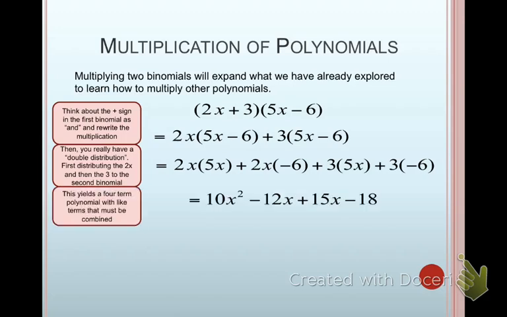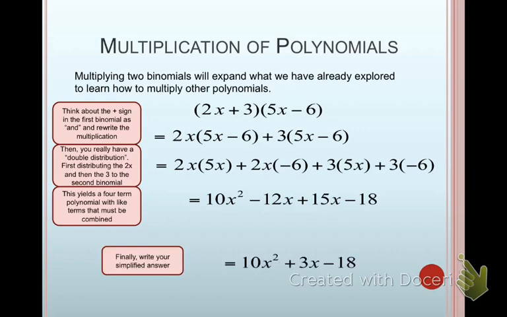This then yields 10x squared minus 12x plus 15x minus 18. And we end up with 4 terms in the end. However, notice that the negative 12x and the 15x are actually like terms. So we could actually combine negative 12x and 15x together to get a 3x.